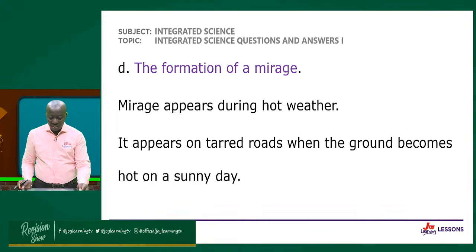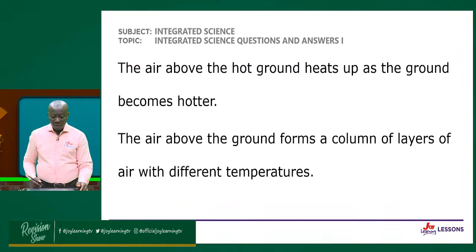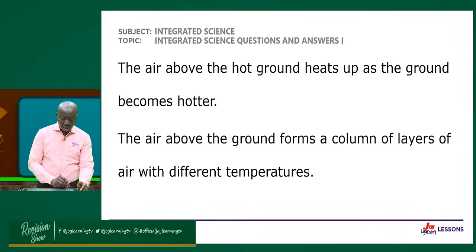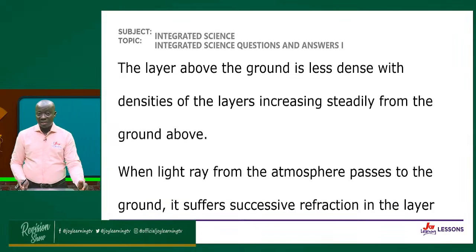The mirage appears during hot weather. It appears on tarred roads when the ground becomes hot on a sunny day, but in the desert too, you can observe the same thing. The air above the hot ground heats up as the ground becomes hotter. The air above the ground forms a column of layers of air with different temperatures, different densities, and different refractions of light.